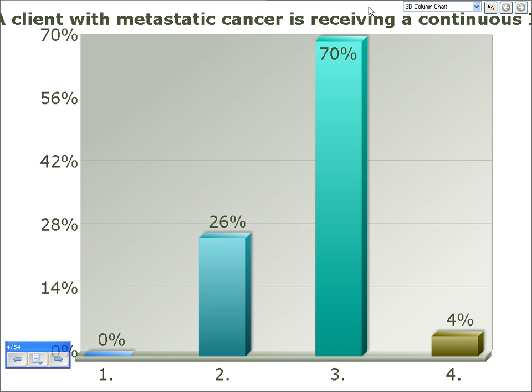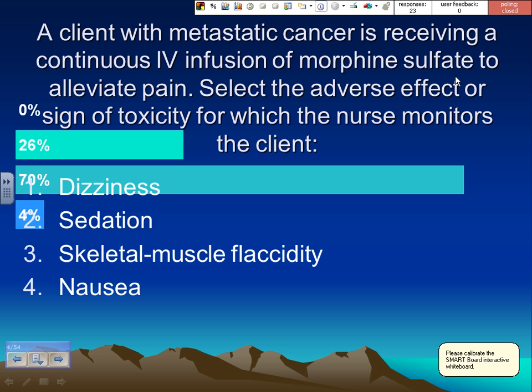Okay, so nobody picked dizziness, 26% picked sedation, 70% skeletal muscle flaccidity, 4% picked nausea. What are the key words in this question? Adverse effect and sign of toxicity. So what that's telling you is to steer away from expected side effects of morphine and key in on the one you wouldn't expect to see.